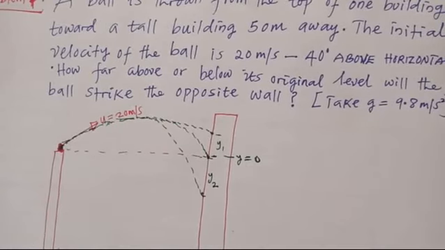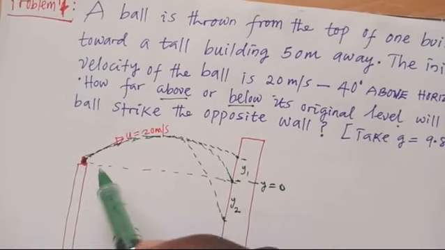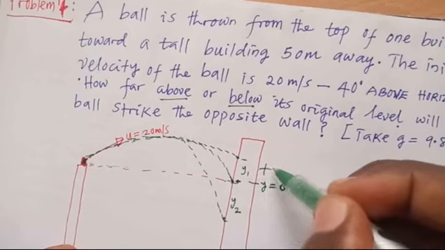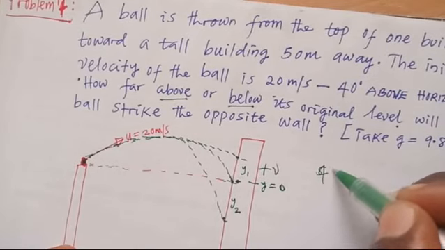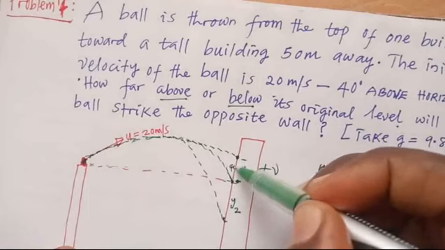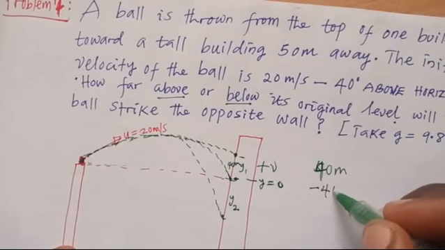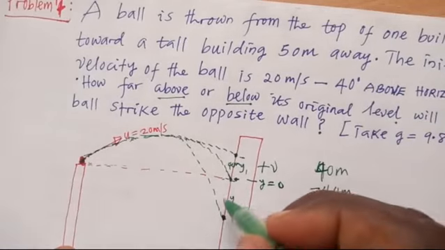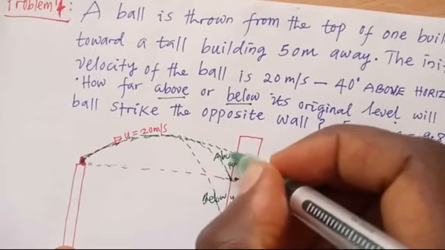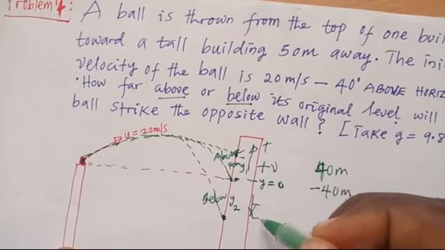So the question is, you see what they say, how far above or below its original level? The original level is this one. So if you calculate the vertical distance and you find out that the vertical distance is positive, let's say you get 40 meters, and we know 40 meters is positive, so it means it strikes somewhere here 40 meters above the horizontal level. But if you got the displacement as minus 40 meters, it means it strikes somewhere here 40 meters below. This is below and this is above, and you will differentiate only when you have a sign. You take upward positive and downward negative.